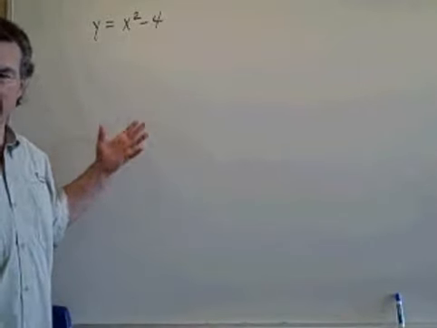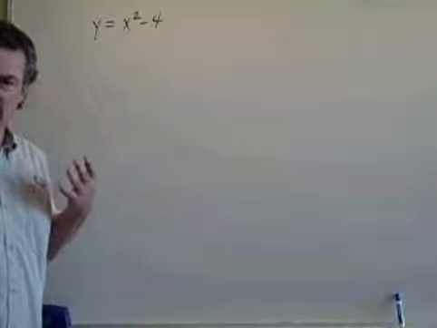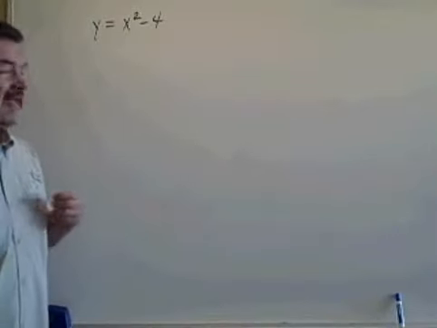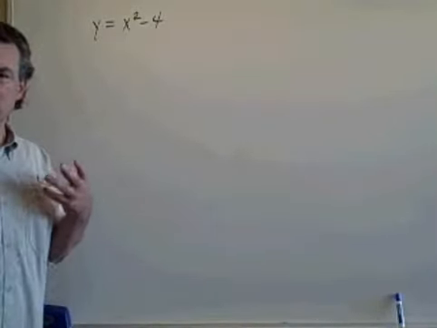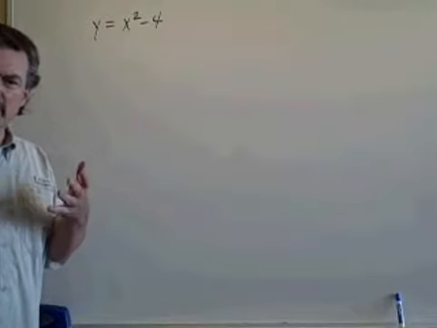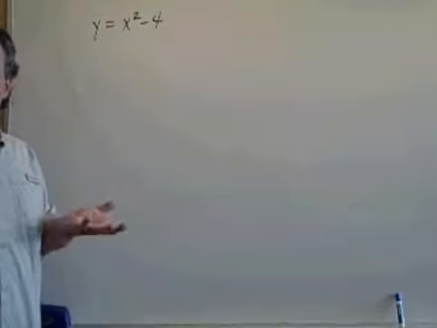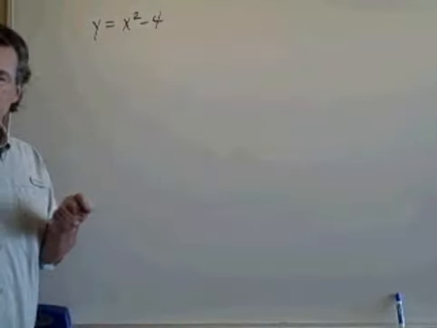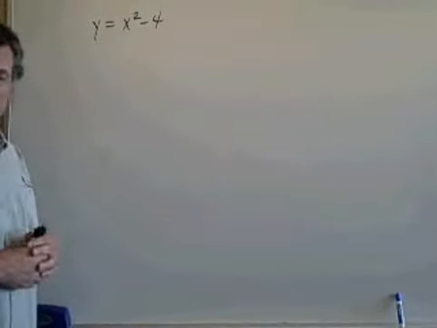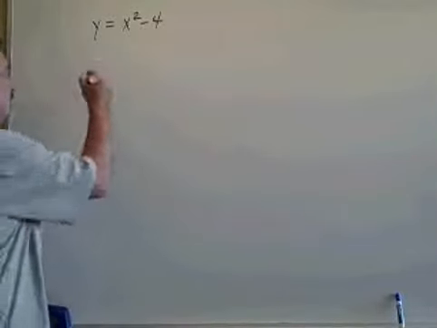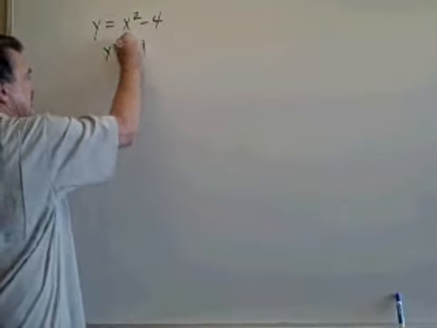One way we can do that is by analyzing the graph in terms of any symmetry that it might exhibit, and analyzing the graph in terms of the intercepts. Where would the curve cross the x-axis, where would it cross the y-axis? Let's start there. Let's do the intercepts first. Remember, find the y-intercept.